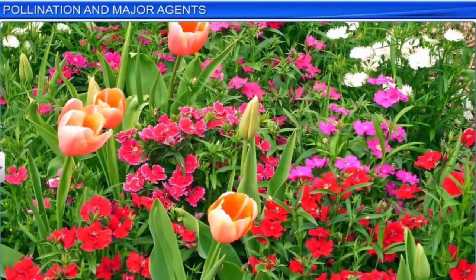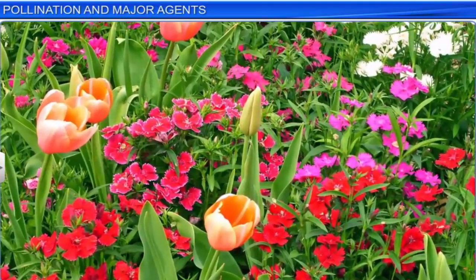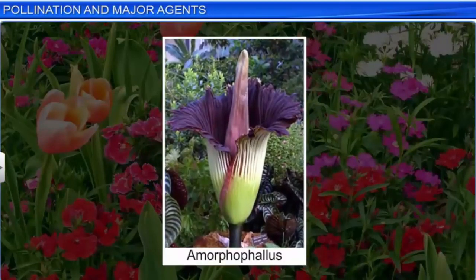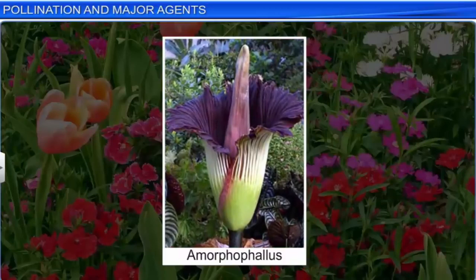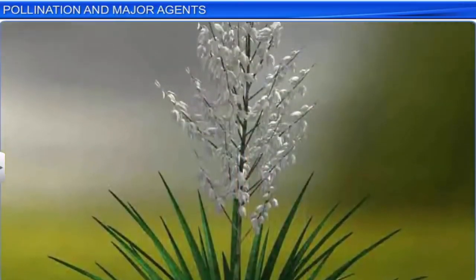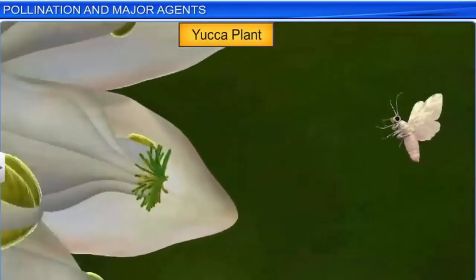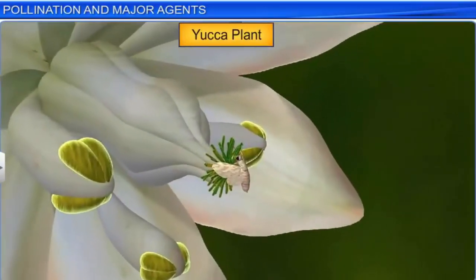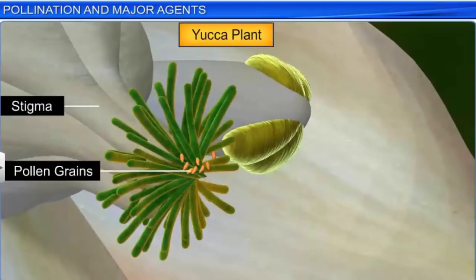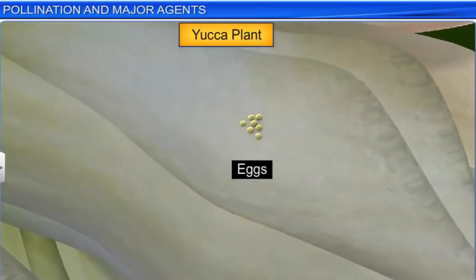Certain plants attract pollinating insects by offering them shelter. For instance, Amorphophallus, a 6-foot-tall flower, attracts pollinating insects by offering them a safe haven to lay their eggs. In the yucca plant, on the other hand, a female moth transfers the pollen of another flower to the stigma and simultaneously deposits her eggs in the locule of the flower's ovary.